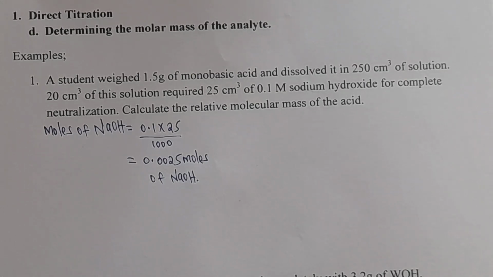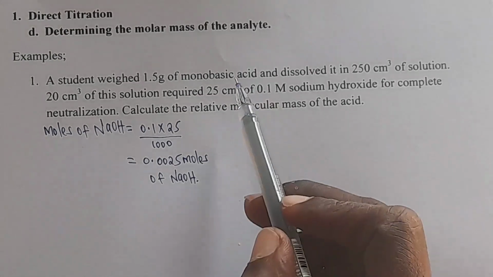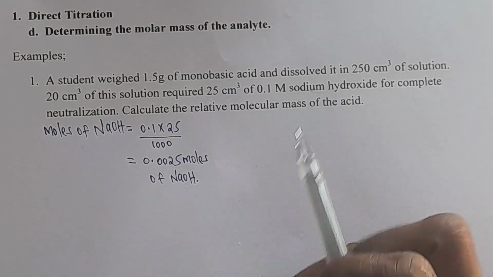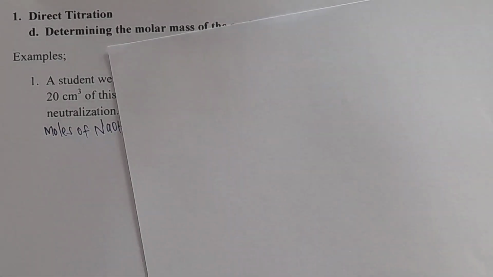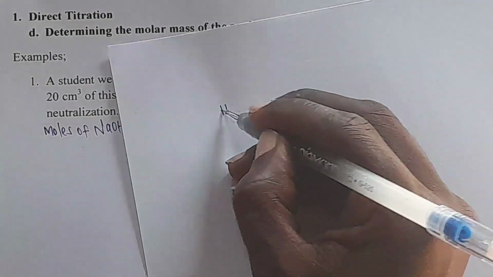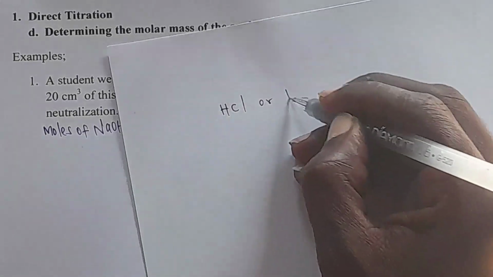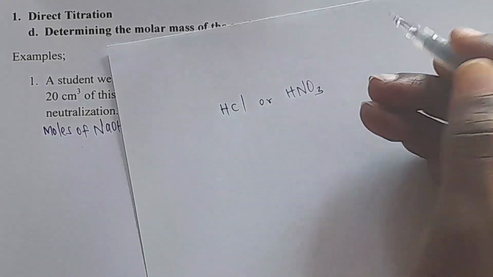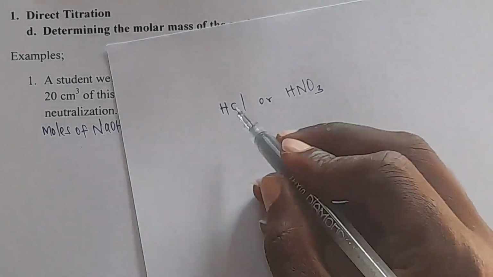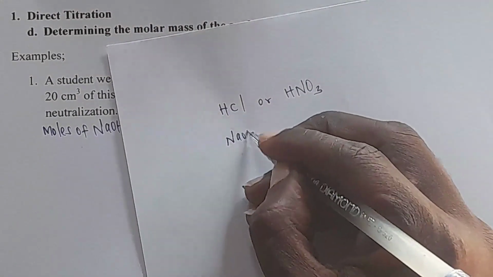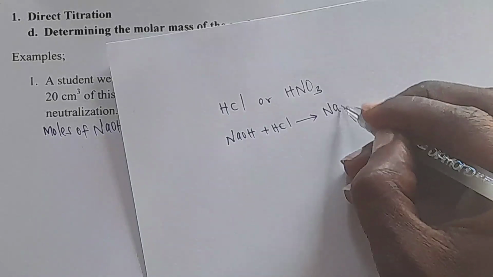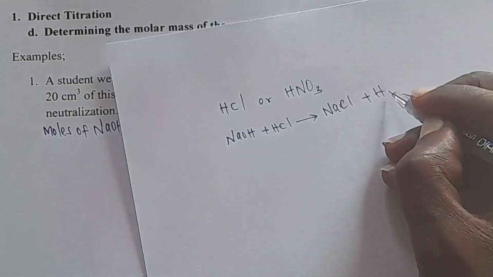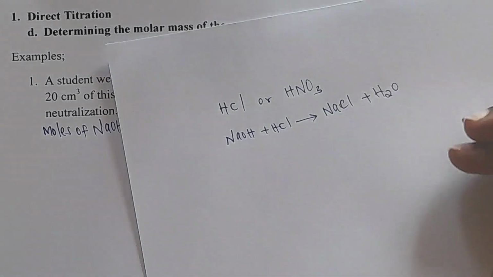Next, we are supposed to get the number of moles of the analyte by using the reaction between the monobasic acid, which is the analyte, and sodium hydroxide. You have to know, learners, examples of monobasic acid include hydrochloric acid, or dilute nitric acid. Those are monobasic acids. If we take sodium hydroxide, our standard solution, reacting with hydrochloric acid, we get sodium chloride and water. As you can see, this reaction is self-balanced.